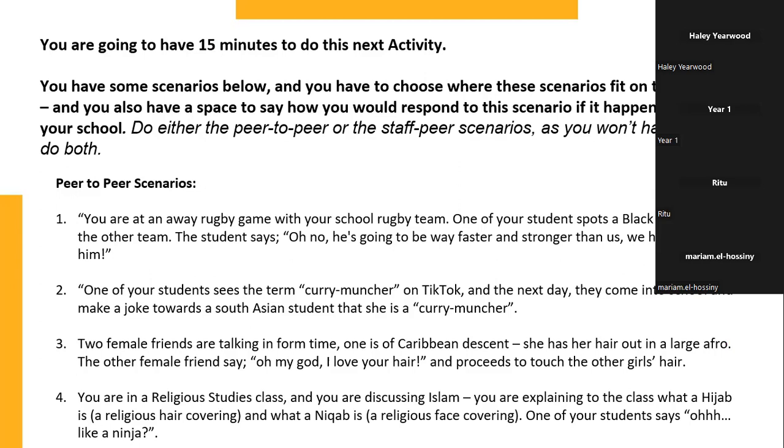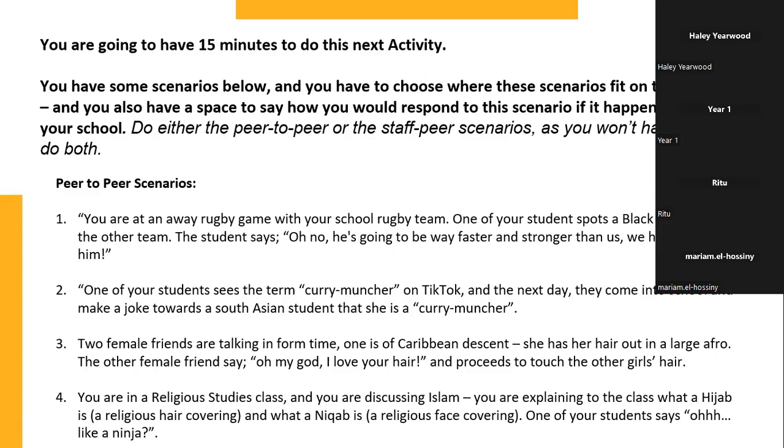Number three, there are two female friends and they're talking in form time. One is of Caribbean descent. She has her hair out in a large afro. The other female friend says, "Oh my gosh, I love your hair," and proceeds to touch the other girl's hair. And then four, you're in an RS class and you are discussing Islam. You're explaining to the class what a hijab is, a religious hair covering, and what a niqab is, a religious face covering. And one of your students says, "Oh, like a ninja."